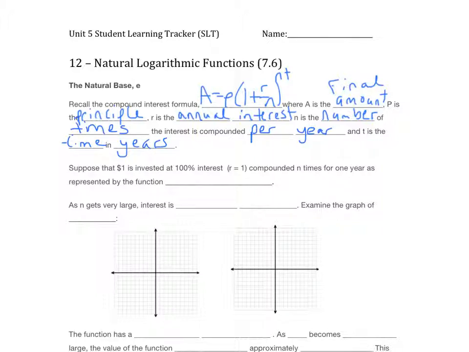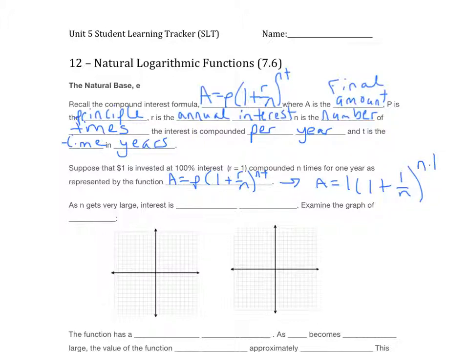Suppose that $1 is invested at 100% interest, so r equals 1, compounded n times for 1 year as represented by the function. So this is what we're going to start with, and then we're going to plug in our values. A is the final amount. Our principal we invested was $1. Our rate is 100%, which is 1 as a decimal, so 1 plus 1 over n, raised to the nt, but we said t was 1, so n times 1.